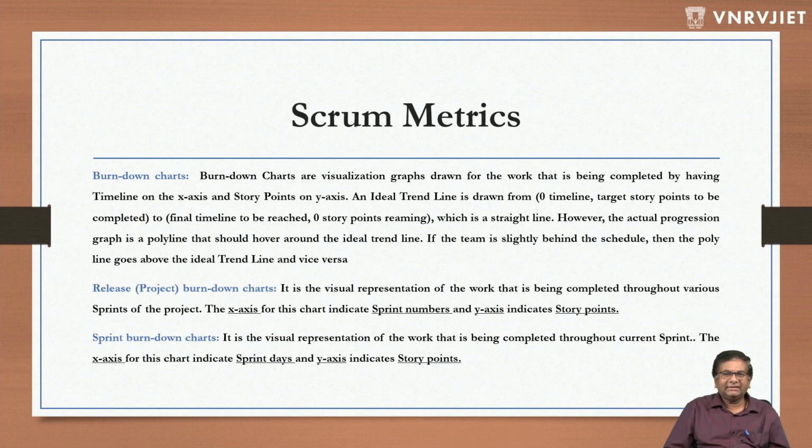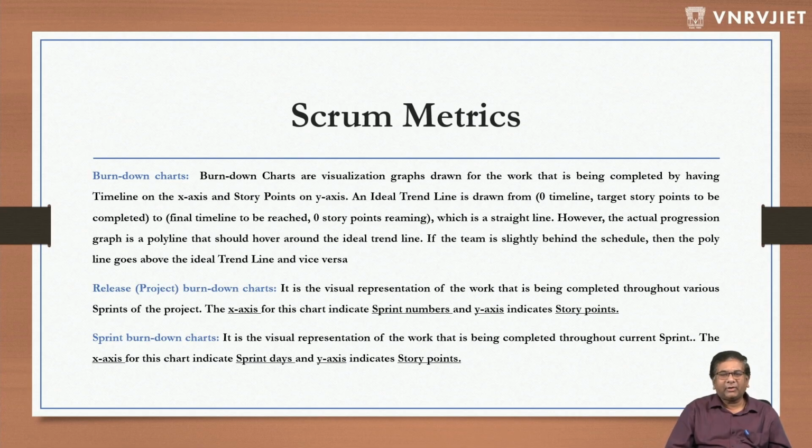Now, the second type of metrics are burn down charts. These are very, very important. Burn down charts are visualization graphs drawn for the work that is being completed, with the timeline on the x-axis and story points on the y-axis. An ideal trend line is drawn from zero timeline, with the target story points to be completed, to the final timeline to be reached, with zero story points remaining. This is how we draw the graph, which is a kind of straight line.